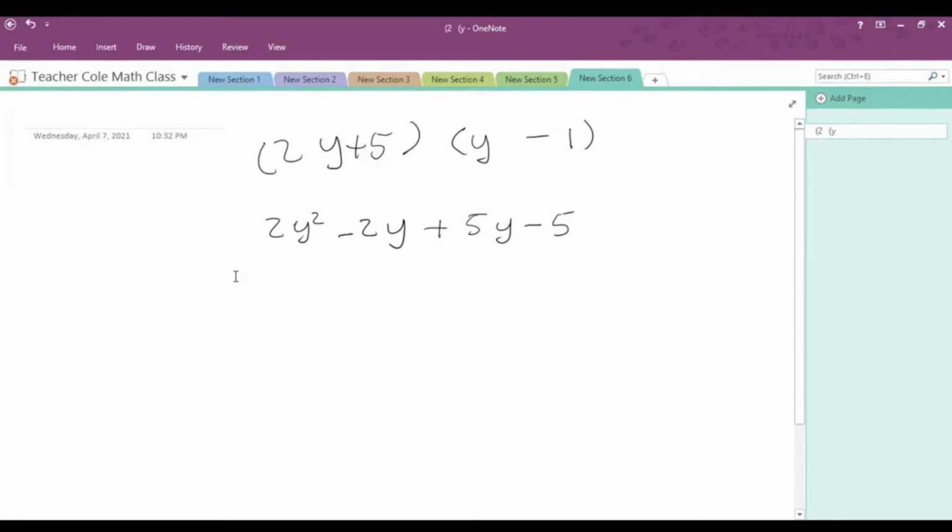Alright, so we're going to summarize this now. So now we should have the 2y squared, and in combining these, minus 2 plus 5, that will give us a positive 3y minus 5. And that is our sixth question.